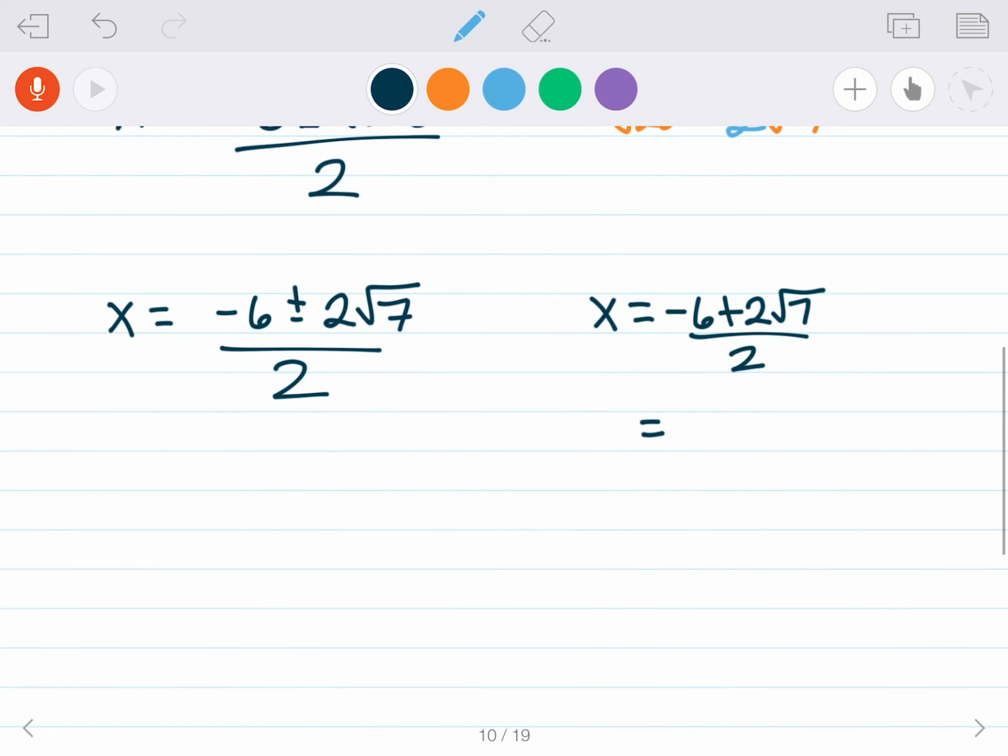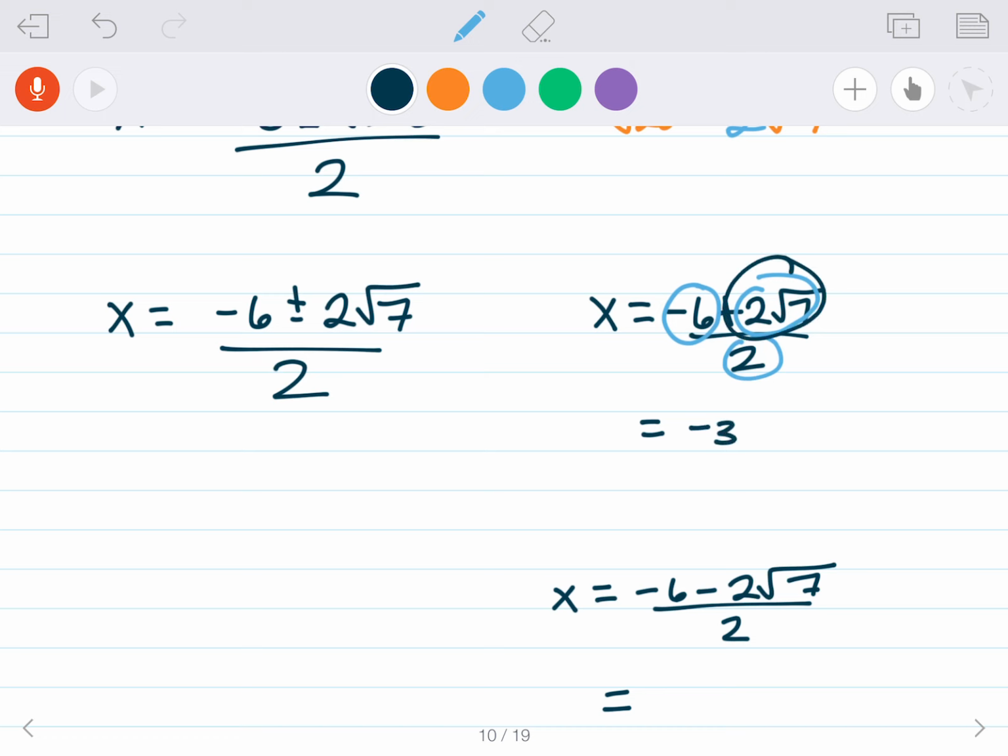And we're going to simplify that in a second. Our second answer is negative 6 minus 2 root 7 all over 2. Looking at this, we can simplify because all 3 terms are divisible by a common number, 2. If I divide negative 6 by 2 on top, I get negative 3. If I divide 2 root 7 by 2, I'm just left with 1 root 7, so this is plus 1 root 7. Over, well, 2 divided by 2 is 1, so I don't even have to write that.